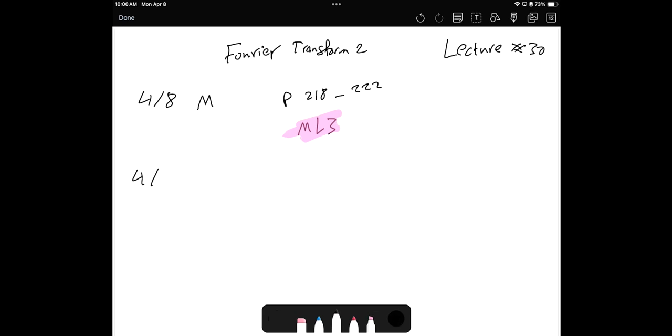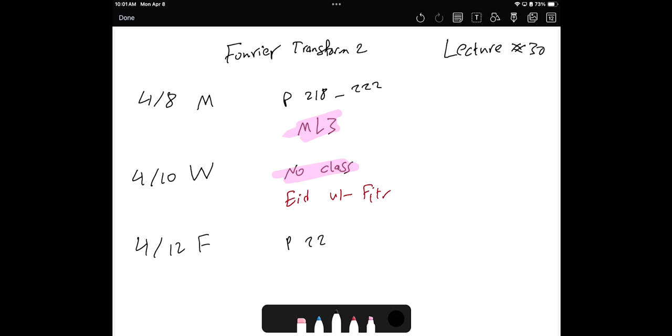Then on Wednesday, actually there will be no class. The reason we are observing a holiday is Eid al-Fitr, which is basically the breaking the fast holiday, so I will not be able to be here. Then our next meeting will be Friday.